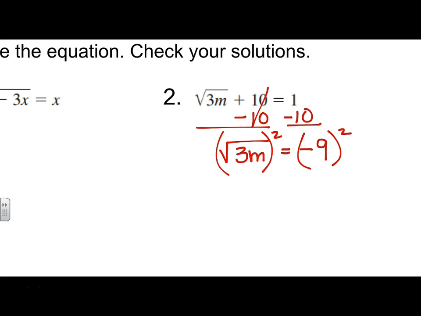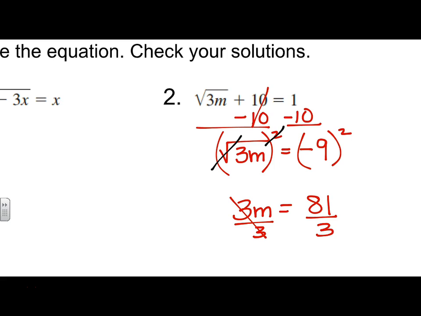But if you don't see that, you should have squared both sides. And when you square both sides, the square root and the square cancel. I had always thought the square root on the other end would cancel too. No, only when there's a radical and a square root. On the other side, negative 9 times negative 9 is positive 81. And we can divide by 3.